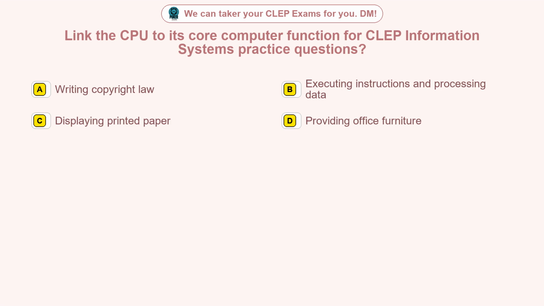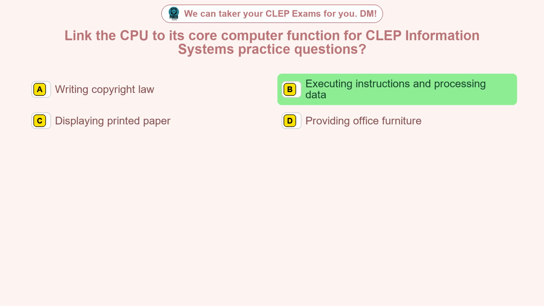Question 51. Link the CPU to its core computer function for CLEP Information Systems practice questions. Option A. Writing copyright law. Option B. Executing instructions and processing data. Option C. Displaying printed paper. Option D. Providing office furniture.